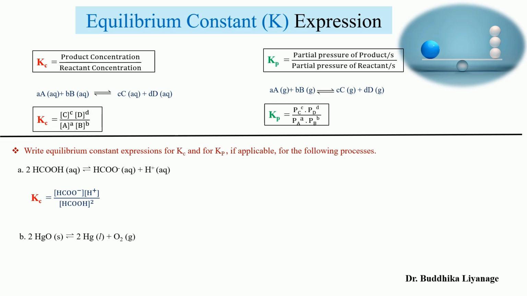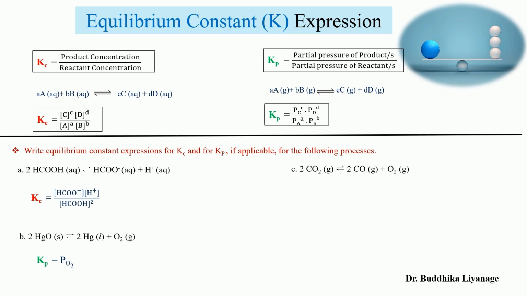For this heterogeneous equilibria, the rule of writing the equilibrium constant is that solid concentrations we can assume as constant, and pure liquids and solvents concentration we should not consider in the equilibrium constant expression. So solids and liquids let's ignore, and oxygen is the only species we can write in the equilibrium constant expression. Kp is equal to partial pressure of oxygen. Or if you want to write in terms of Kc, Kc is equal to oxygen concentration.